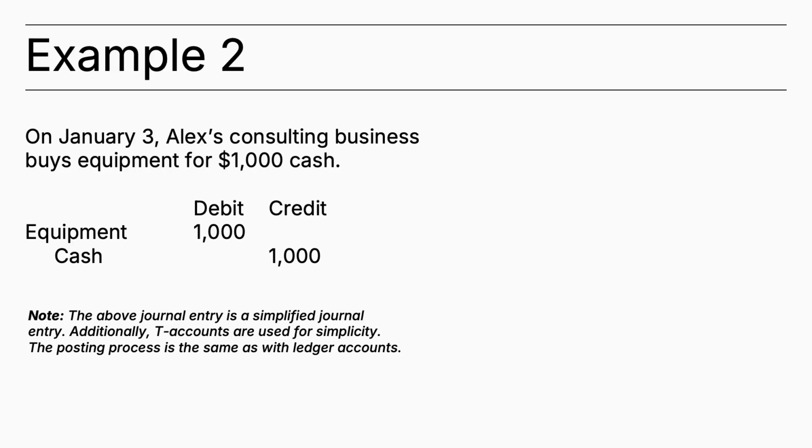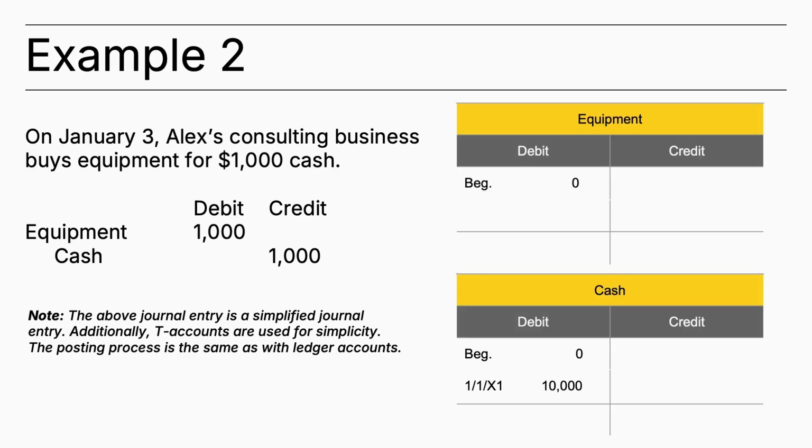On January 3, Alex Consulting Business buys equipment for $1,000 in cash. Equipment is debited and cash is credited. Let's post this to the ledger. The debit to equipment is transferred to the debit side of the equipment account, and the credit to cash is transferred to the credit side of the cash account. Note that the $10,000 comes from the previous example. As new transactions occur, the ledger continues to be updated and filled with activity over time.